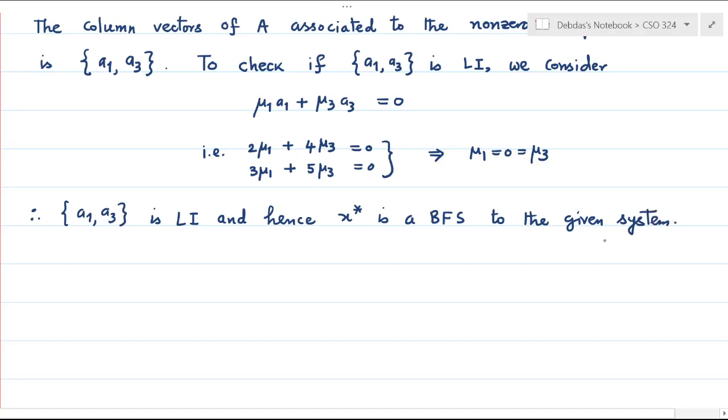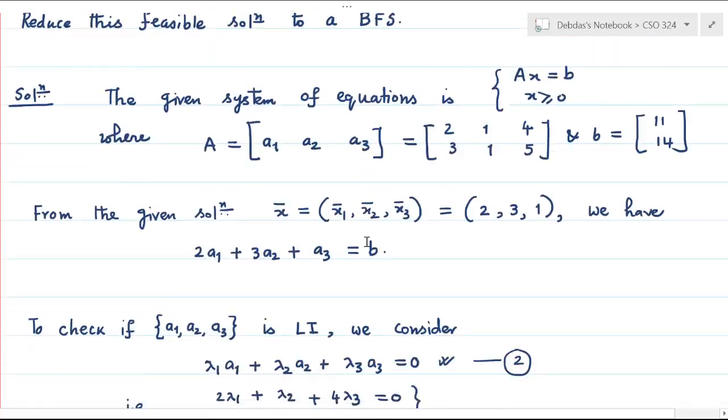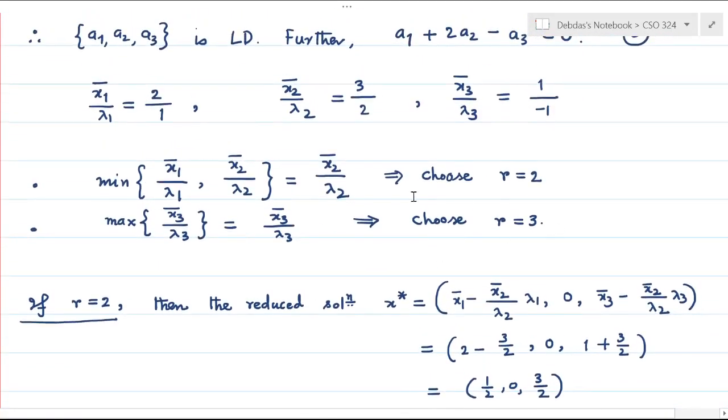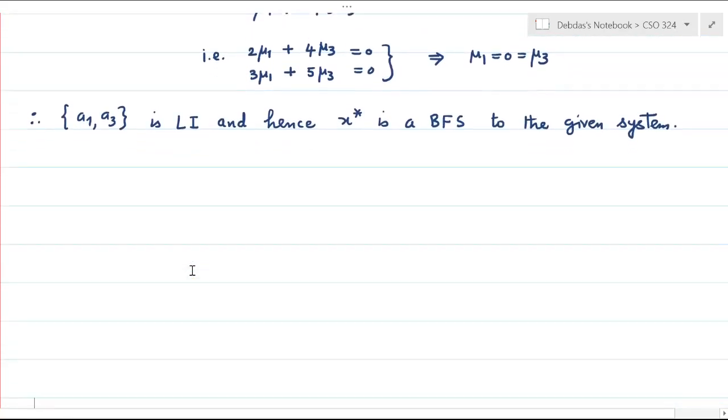So the problem has asked you to just reduce it to a basic feasible solution. One you have already found. However, you could have chosen r equals 3. In that case, for r equals 3, let me give you the solution and you will check whether that is linearly independent.